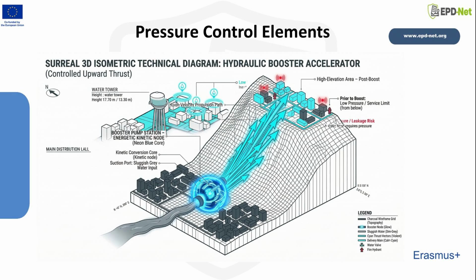Different control strategies can be applied depending on operational needs. Fixed pressure control maintains a constant pressure level, while time-based or demand-based control adjusts pressure according to consumption patterns. Selecting the appropriate control elements and strategies is essential for effective pressure management.